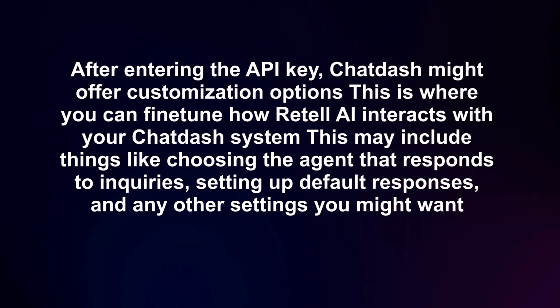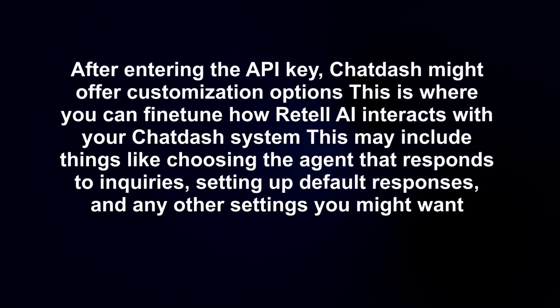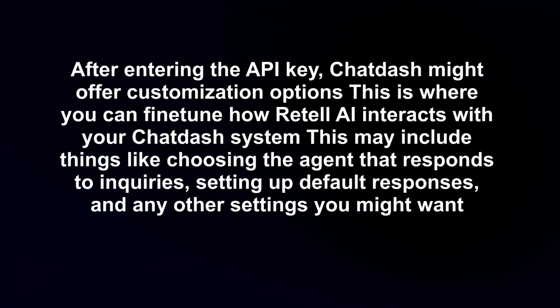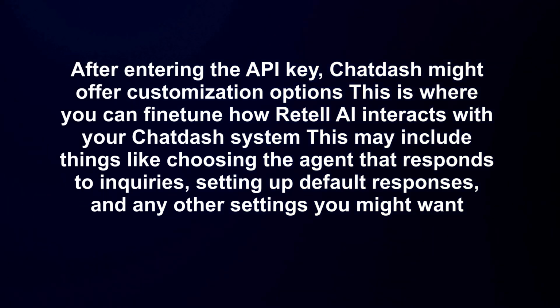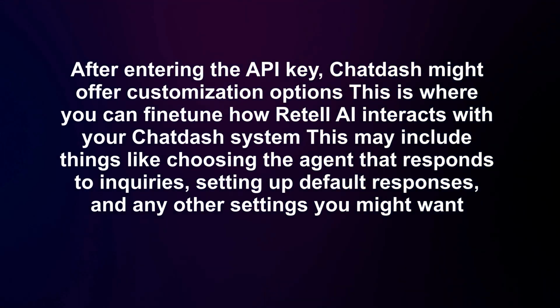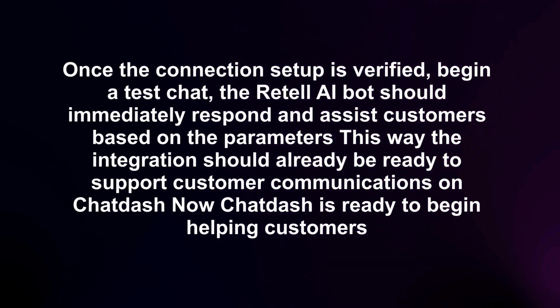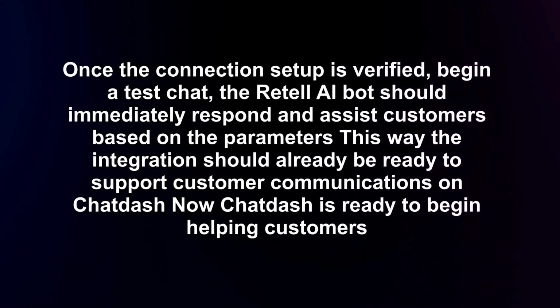After entering the API key, Chatdash might offer customization options. This is where you can fine-tune how Retell AI interacts with your Chatdash system. This may include things like choosing the agent that responds to inquiries, setting up default responses, and any other settings you might want. Once the connection setup is verified, begin a test chat.